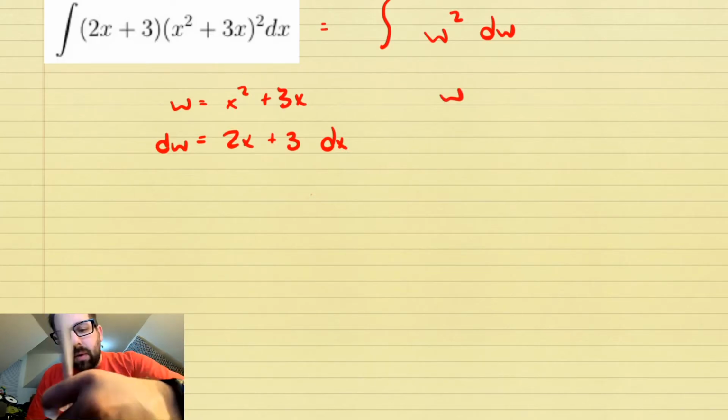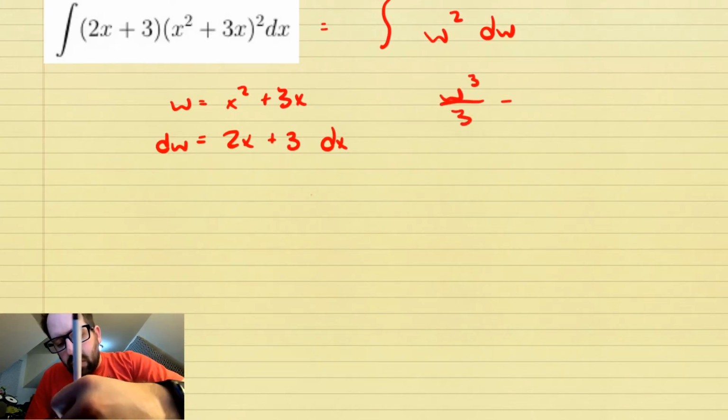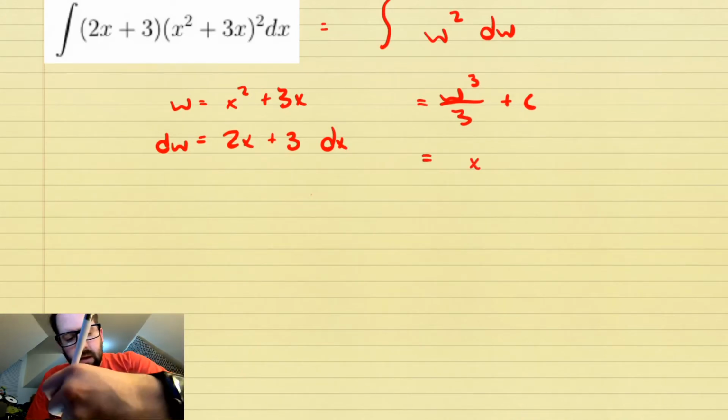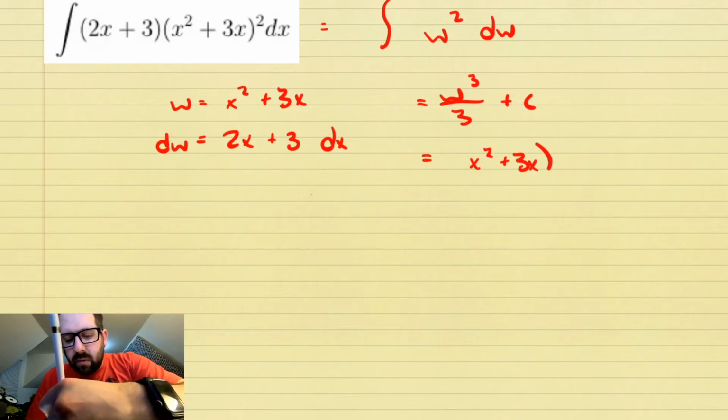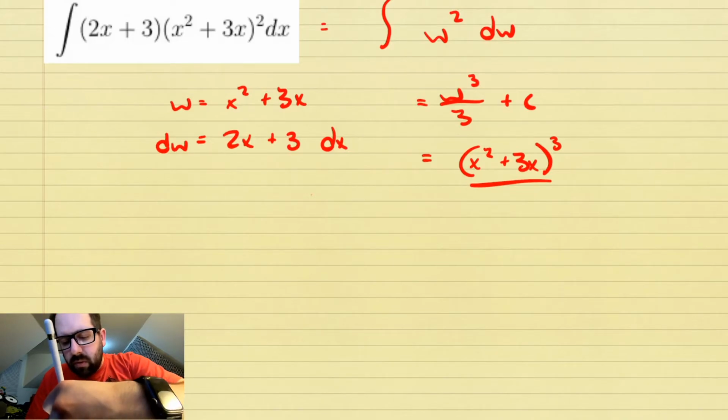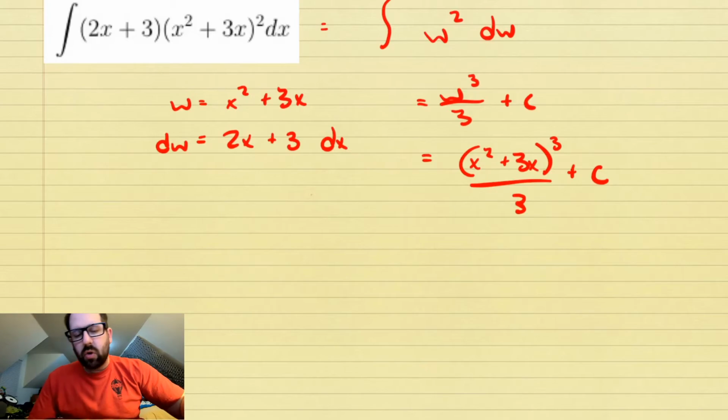So now the antiderivative of this is w to the 3rd over 3 plus c. That's the antiderivative, and now all I have to do is substitute my w back in. X squared plus 3x to the 3rd power over 3. There we go. Couldn't get that 3 to show up. And there you go. That's the final answer. That's the antiderivative of this original problem. If you take the derivative of this, it'll go right back to the original problem.